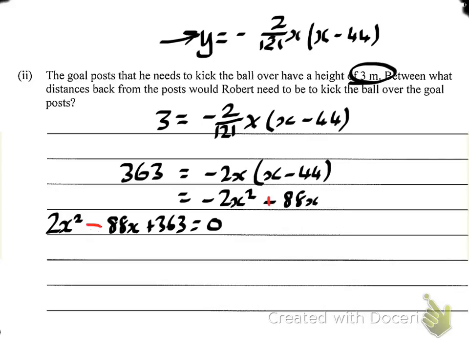And I made a slight error with the plus here and minus there. So solve that equation. So anywhere between 4.6 meters and 39.4 meters away from the goal would be okay for Robert.